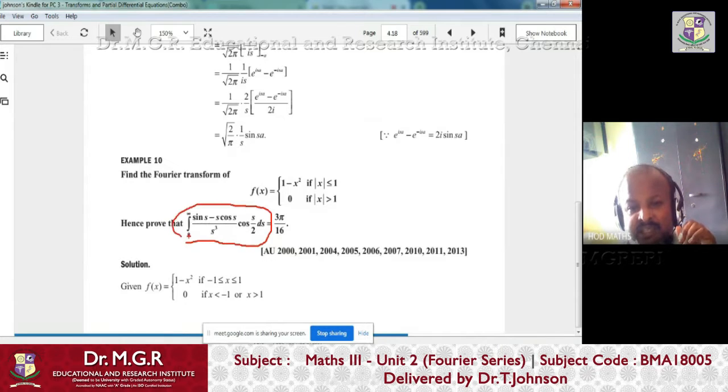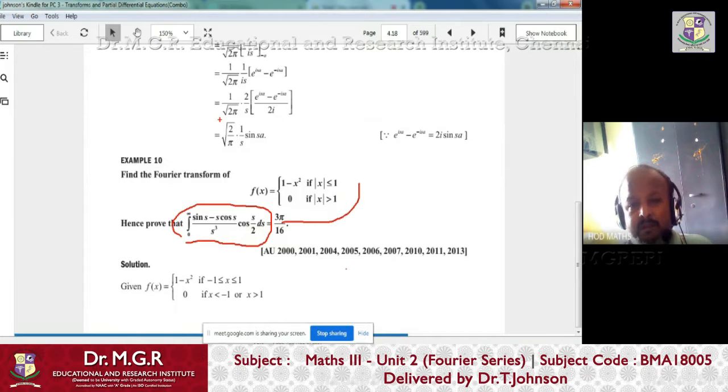It has sin s minus s cos s, s cube, and cos s by 2. So there is no standard formula to evaluate this. But using the Fourier transform, we can evaluate this. Right? For that, we first have to find the Fourier transform, and then I will tell you what to do to find this. Right? Okay.